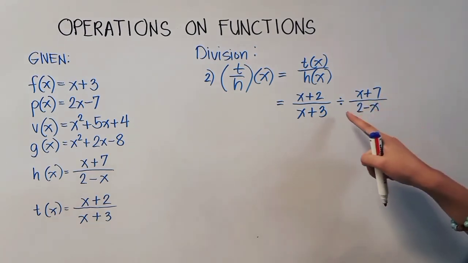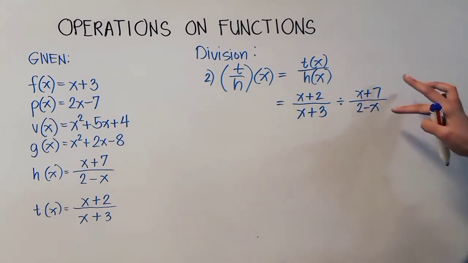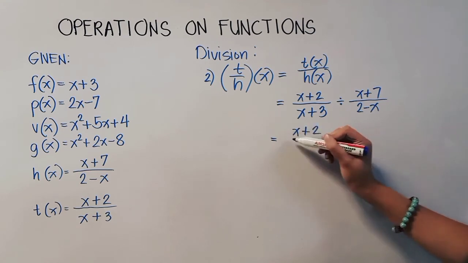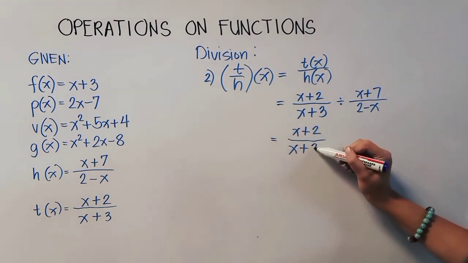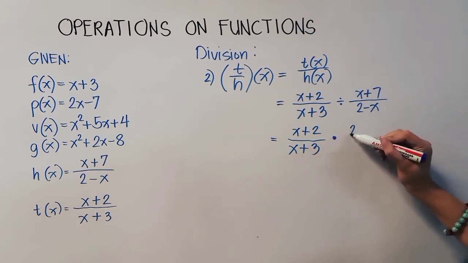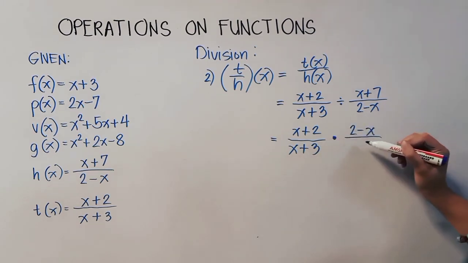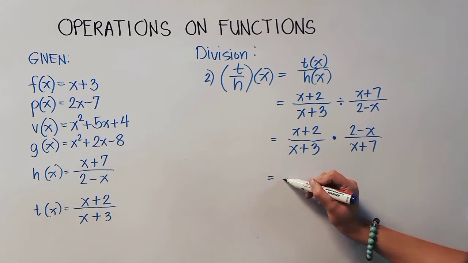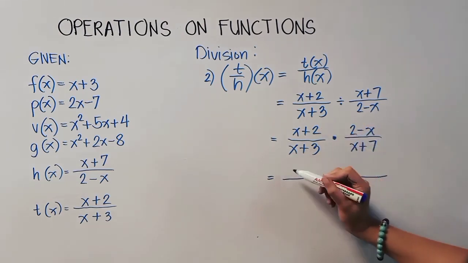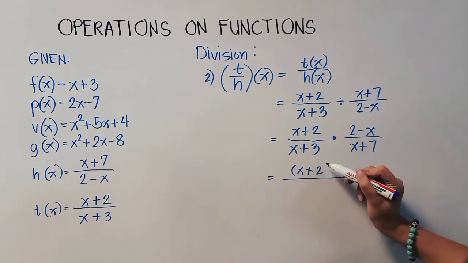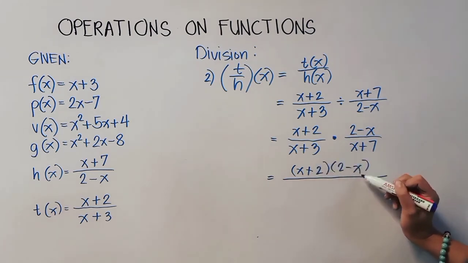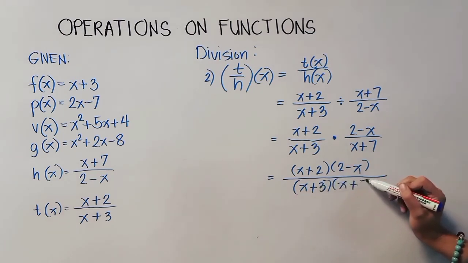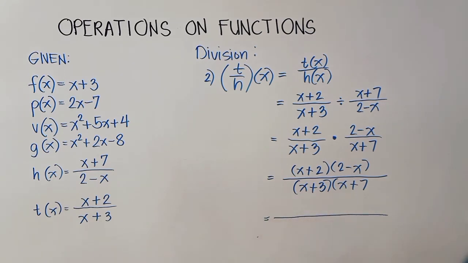Now the rule of fraction states that we can make this division into multiplication and then we will just reciprocate the second fraction. So we'll copy the first function here, multiplied to the reciprocal. We have 2 minus x all over x plus 7. Now the rule of multiplication is just multiplying numerator to numerator. So that's x plus 2 multiplied to quantity 2 minus x, and also multiply denominator to denominator. So we have x plus 3 and then multiplied to x plus 7.